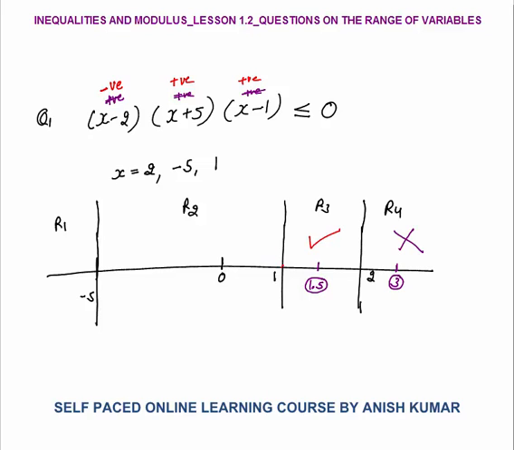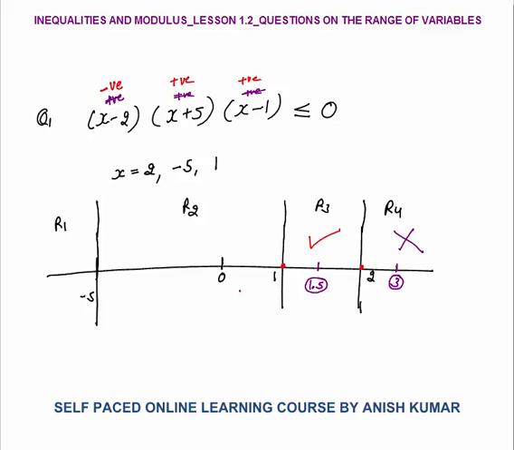Equal to will be there because at x equals 1, the inequality will be 0. We need equal to also. So 1 will also be there. And x equals 2 will also be there because at 2 this inequality is 0. There is an equal to sign. So we want those values of x also where the inequality is equal to 0.